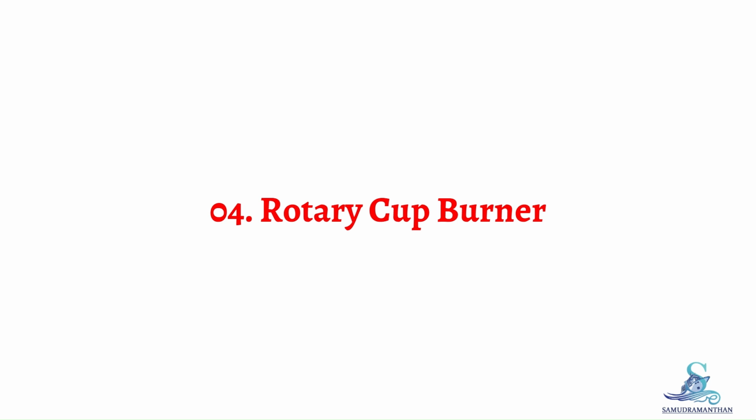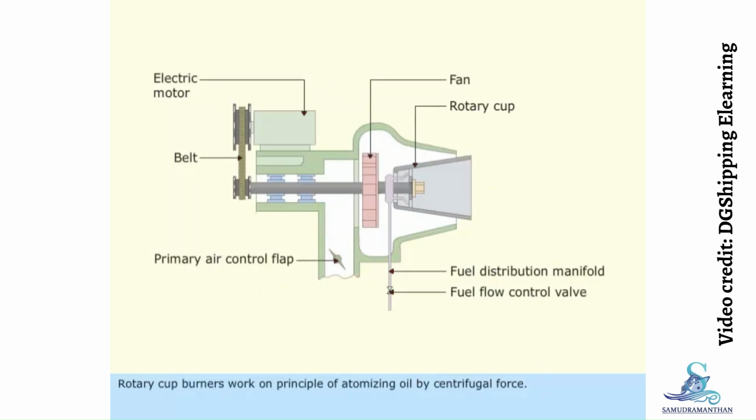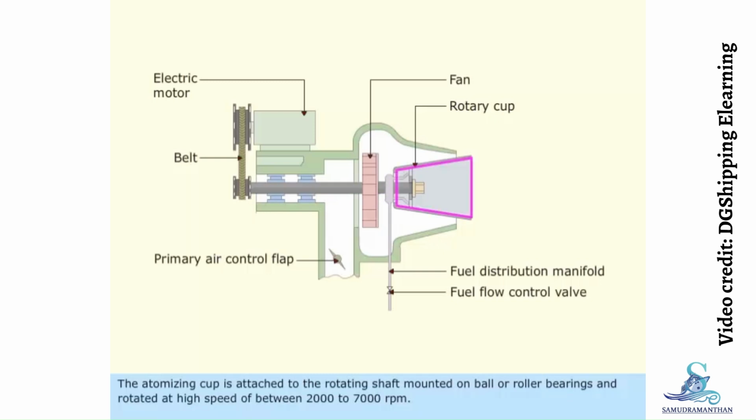Topic 4: Rotary cup burner. Rotary cup burners work on the principle of atomizing oil by centrifugal force. The V-belt is connected to an electric motor that drives the rotary cup shaft of the burner. The atomizing cup is attached to the rotating shaft mounted on ball or roller bearings and rotated at high speed of between 2,000 to 7,000 RPM.